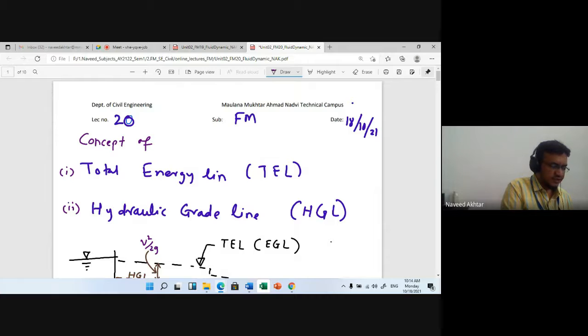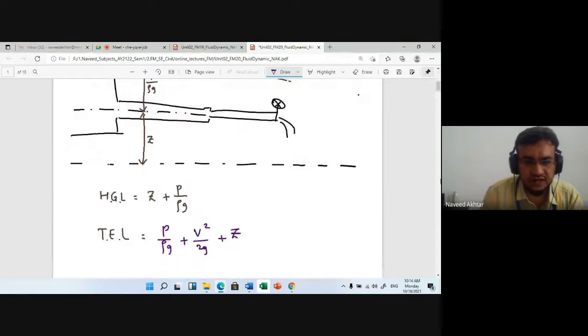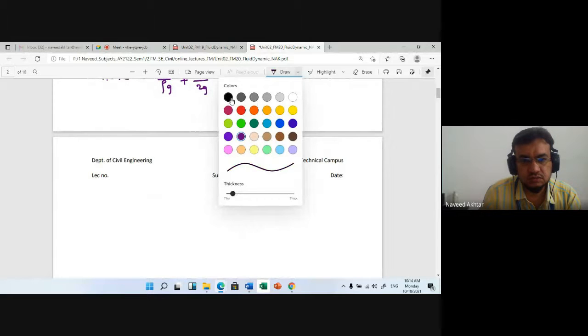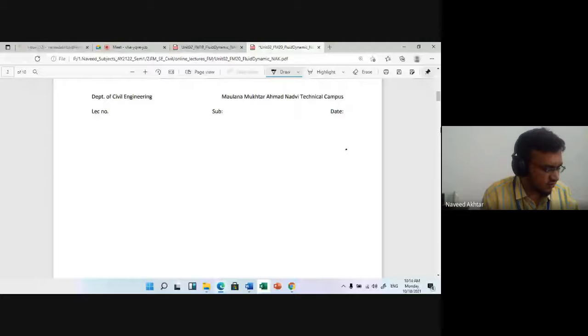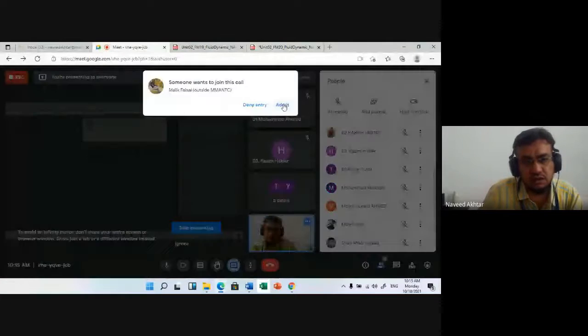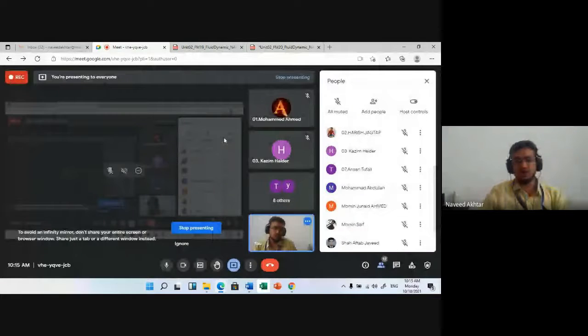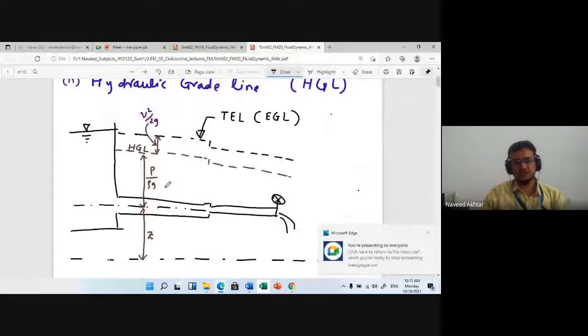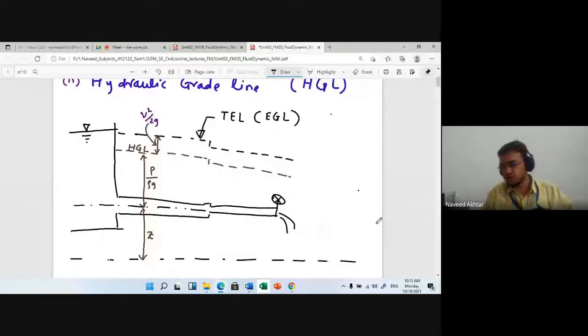You can write this down theoretically and then write it from the equation of Bernoulli's equation. You have drawn this figure, and this figure is very important. This figure you have to draw.